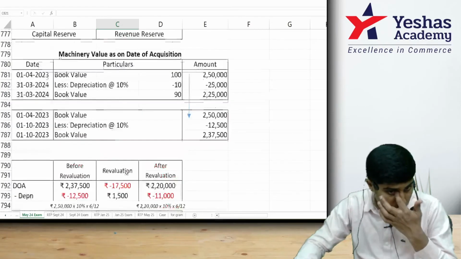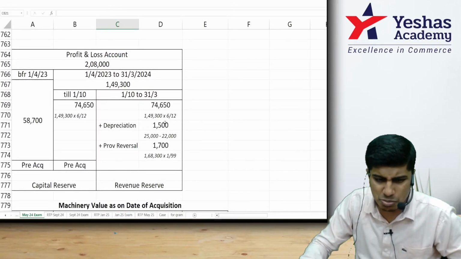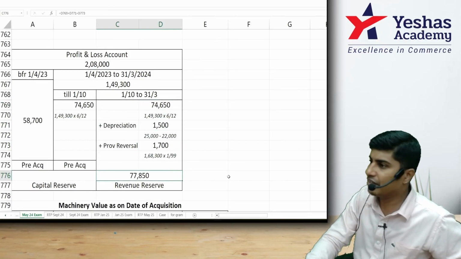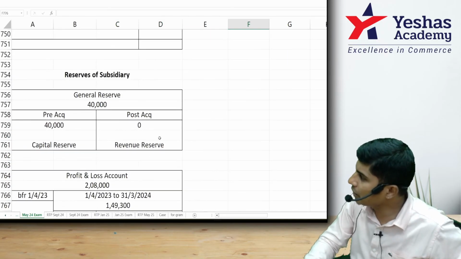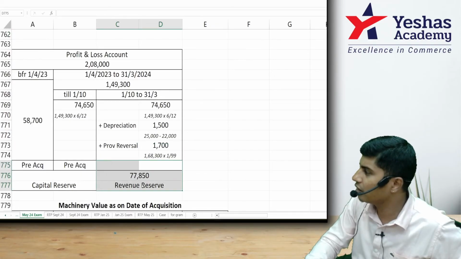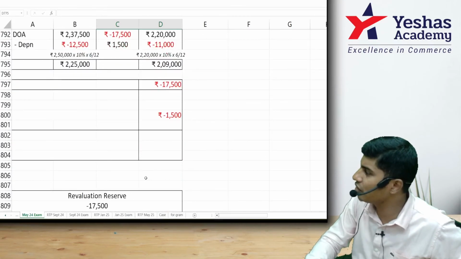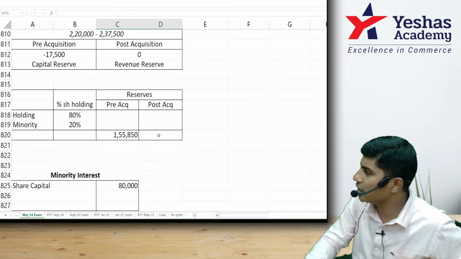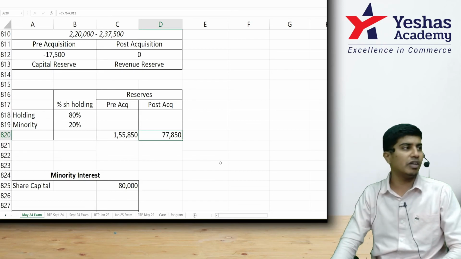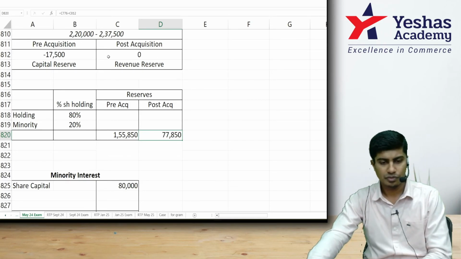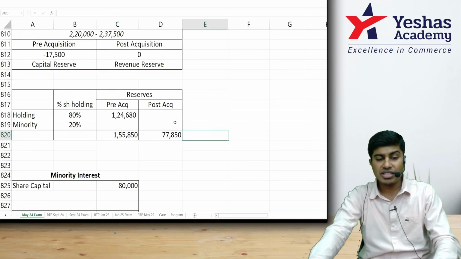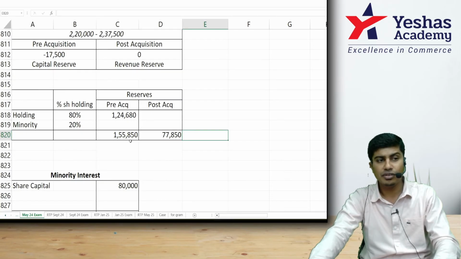Now we have to do post. Before we do that, help me with this post here. 74,650 plus 1,500 plus 1,700. 77,850. Start from the beginning. General reserve post 0. P&L post is 77,850. And revaluation reserve is anyways not there. Can I say 77,850? Identify holding company share at 80% of 1,55,850. What do we get? 1,24,680. This has to be adjusted from the cost of control.